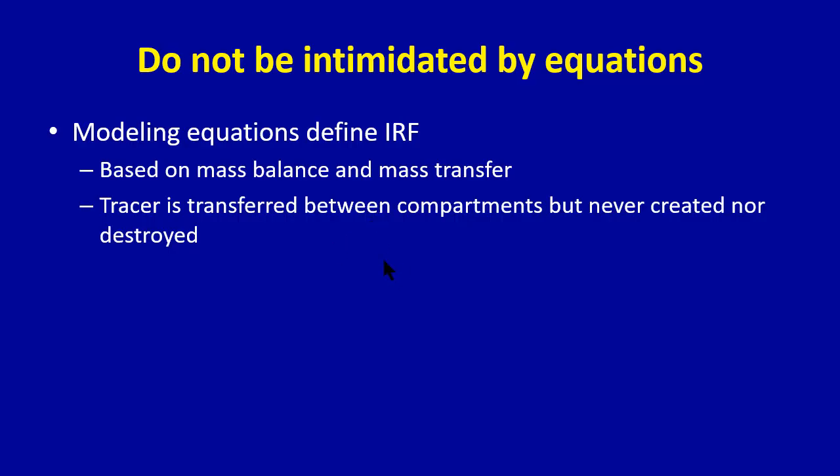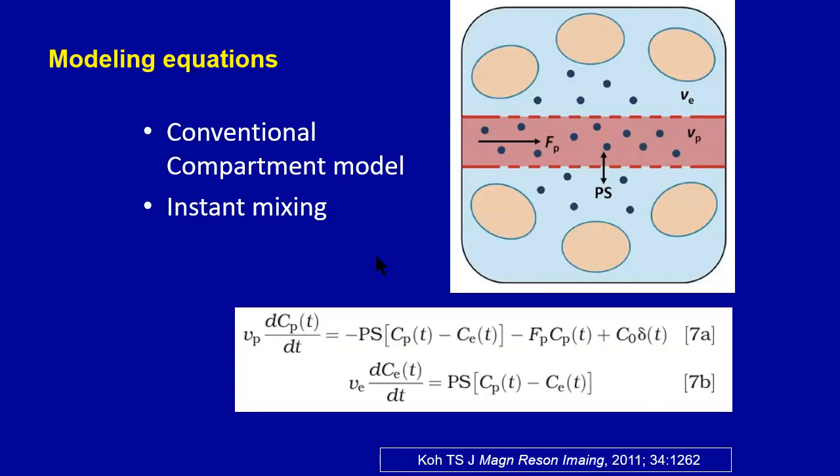These equations define the impulse retention function, and they are based on principles of mass balance and mass transfer. That tracer is transferred between compartments, but is never created nor destroyed. So the first thing is to understand the basic conventional compartment model. This is the basic model.